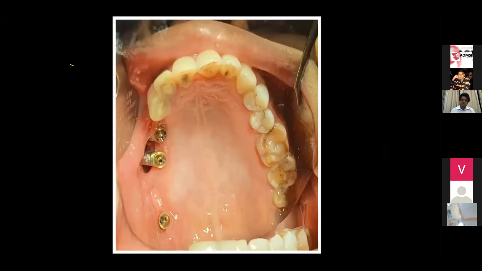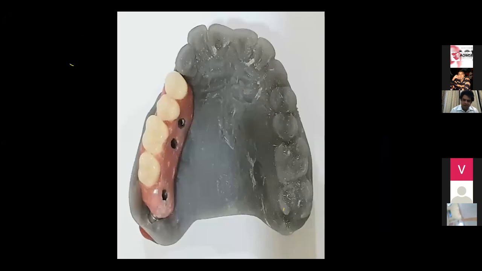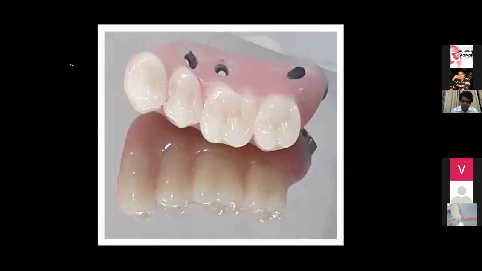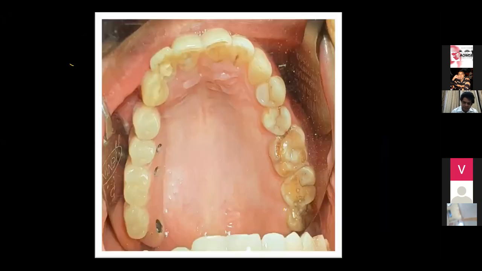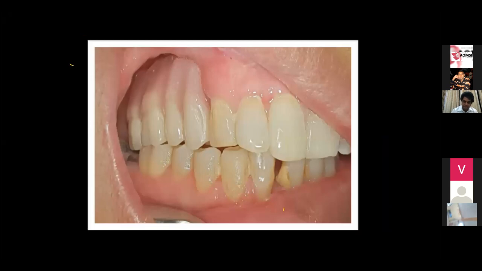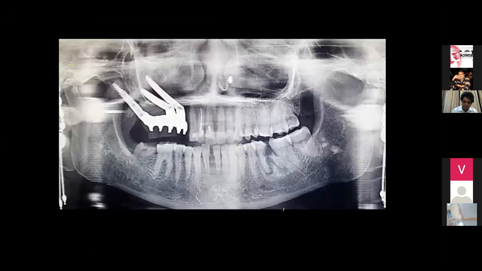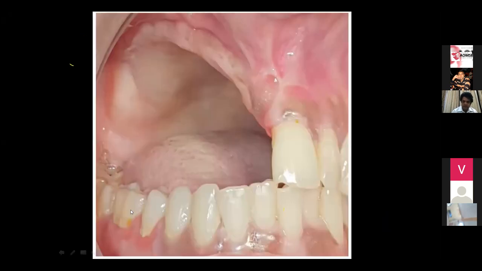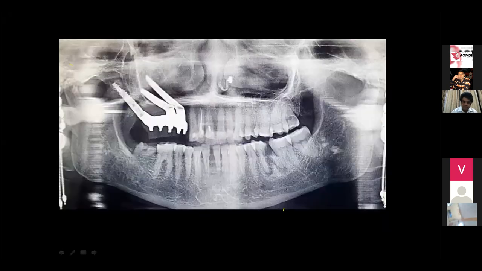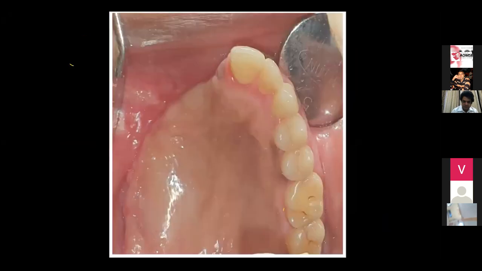And in this case, we did some digital impressions and digital prosthesis fabrication. But finally, it came out very nicely. This is his final OPG. So two zygoma and one pterygoid. This was another case.